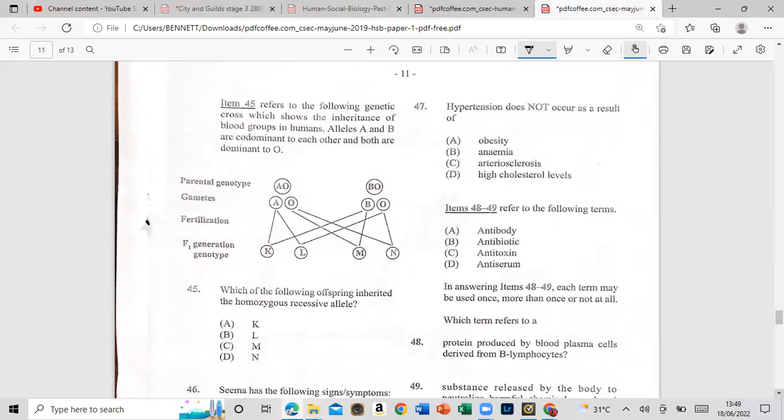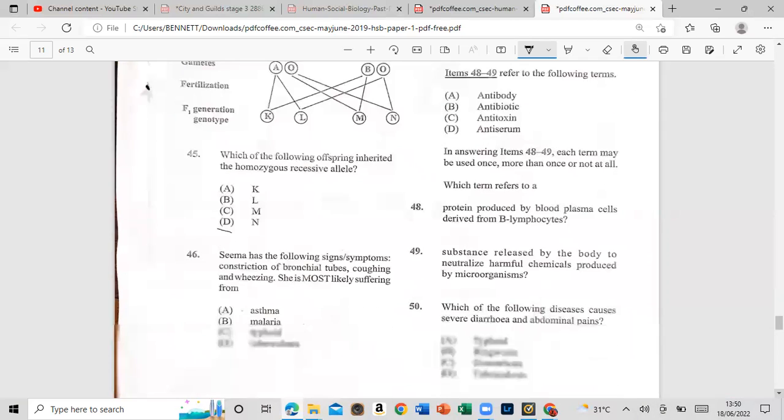45. Refer to the following genetic cross, which shows an inheritance of blood group in humans. Alleles A and B are co-dominant to each other and both are dominant to O. So you have the parental genotype, gametes, and fertilization. Which of the following offspring inherited the homozygous recessive allele? Is it K, L, M, or N? And that's N. So let's move on to 46.